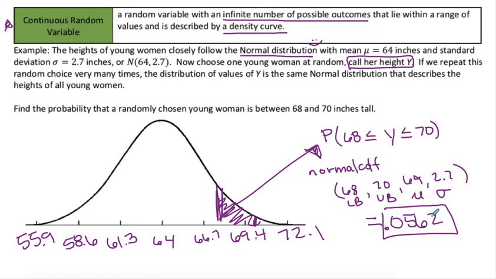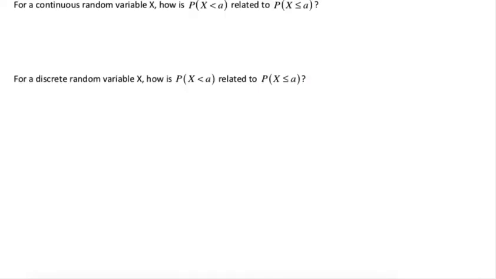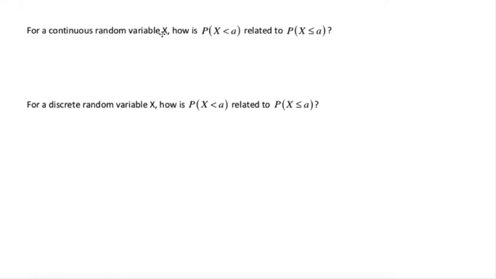This should be feeling more like a review. Even though we're calling this a new idea, we had a quantitative variable that was approximately normally distributed, and we used normal calculations to find proportions and percents. Now we're adding in that idea of probability and calling it a continuous random variable. So there is a difference between the idea of continuous and discrete.